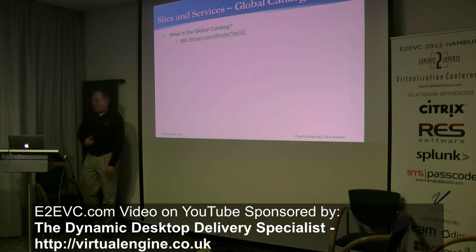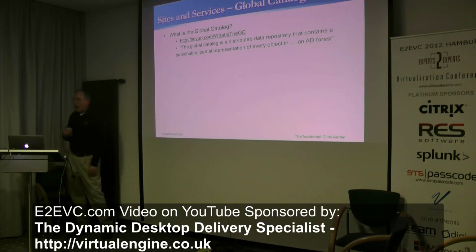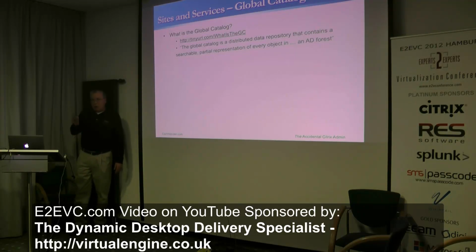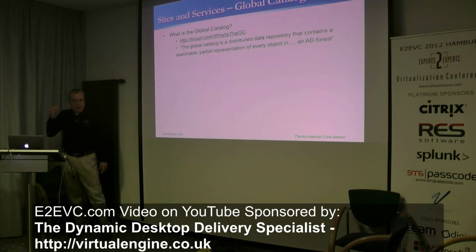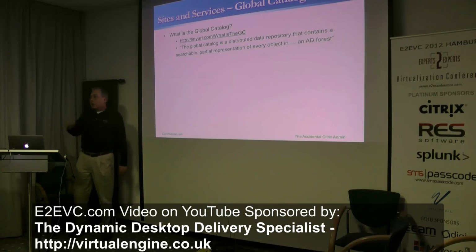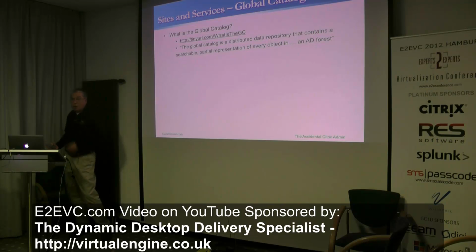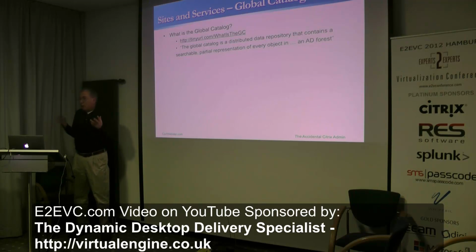In this nice, very detailed and boring article from Microsoft, it says the global catalog is a distributed data repository that contains a searchable partial representation of every object in an AD forest. So even if your AD forest has lots of domains and lots of sites and thousands of servers and tens of thousands of computers and tens of thousands or hundreds of thousands of users and security groups, all of those objects are in the global catalog. Every one of them.